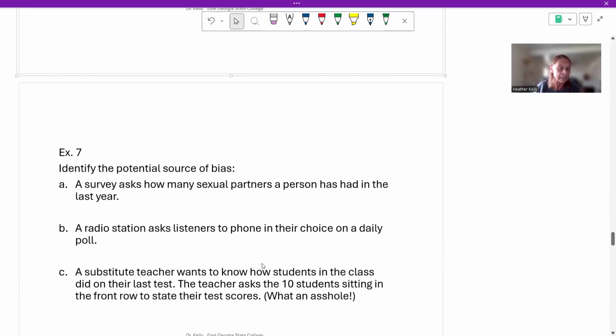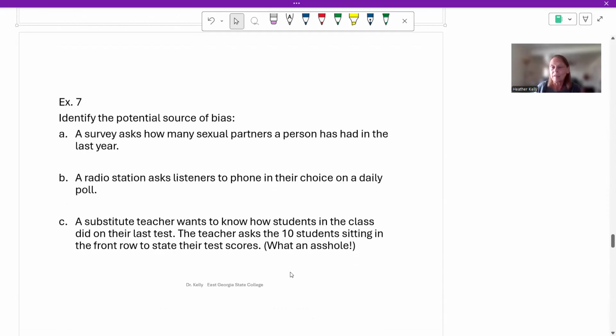Okay, so let's answer this. I got a few questions, see if we can figure out what bias it is. First one. A survey asks how many sexual partners a person has had in the last year. Well, first, I hope it is a blind study, but I'm going to say that that is definitely a lack of anonymity.